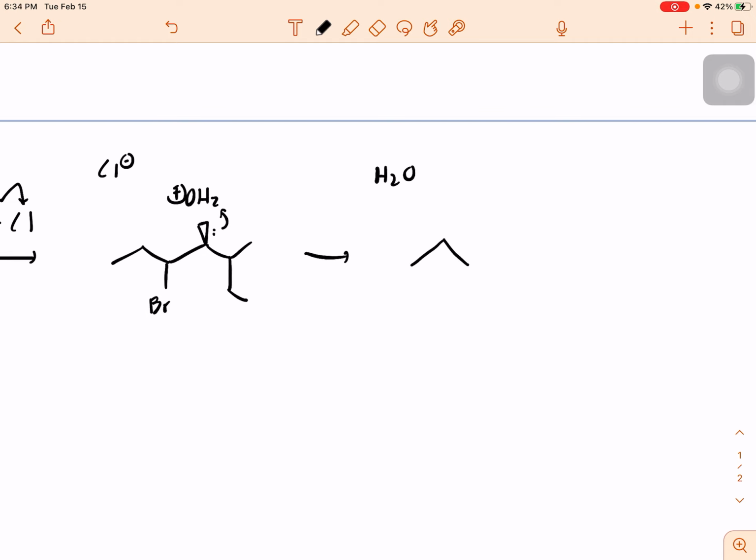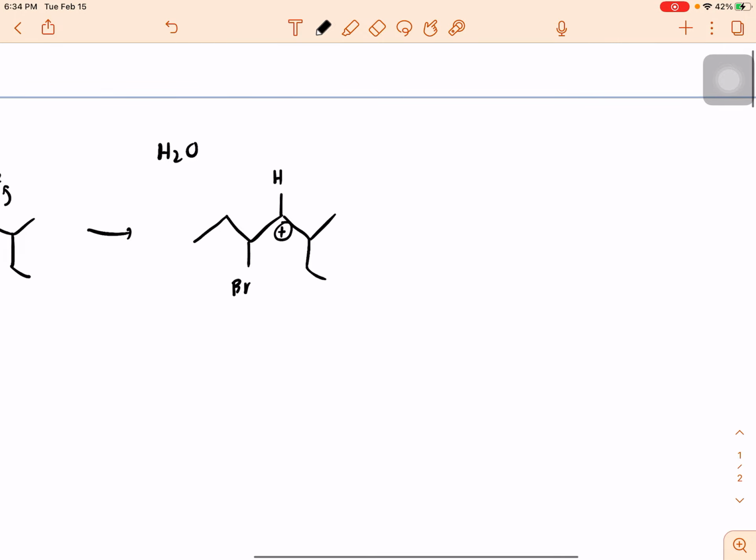So we redraw our molecule, and because the water left, now we have a carbocation, and we're going to represent our carbocation as planar because it's an sp2 carbon, so that means it has three substituents, and it lets everybody know that there are three substituents on the carbocation.